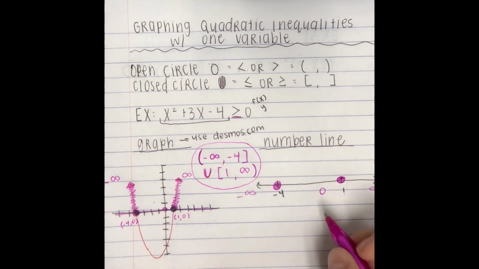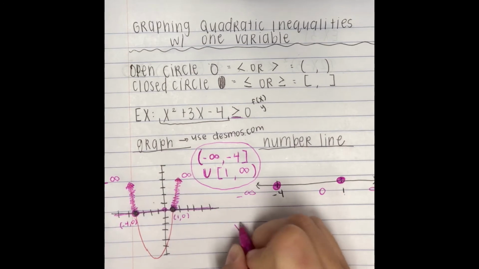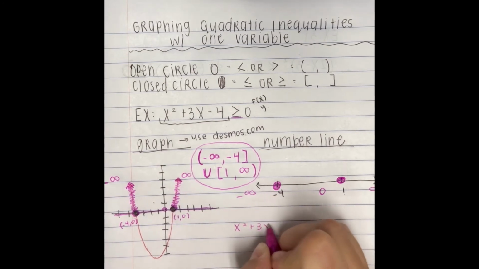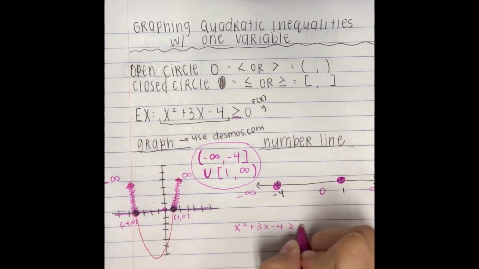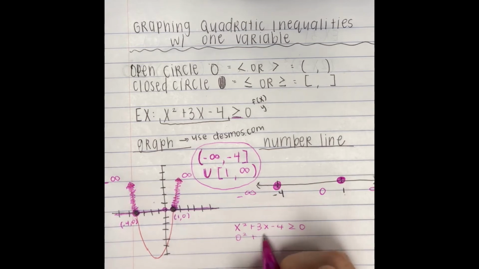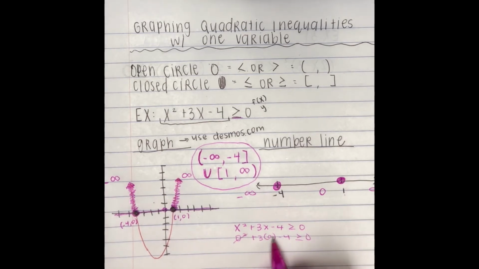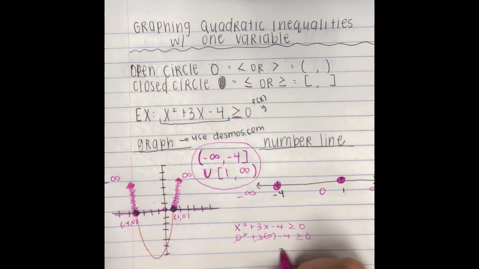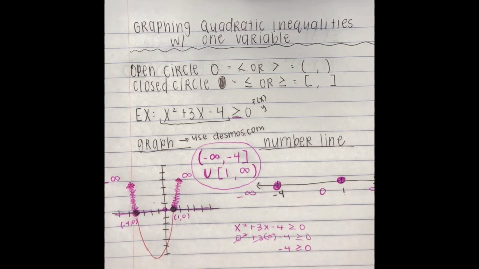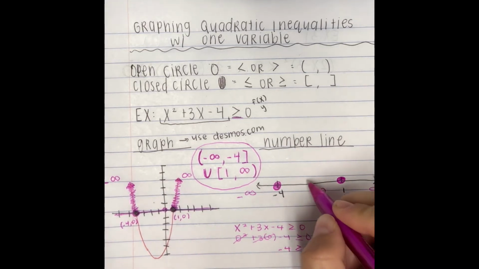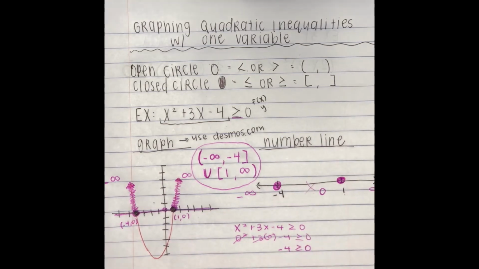So let's see. If I took x squared plus 3x minus 4, and I plugged in a 0, 0 squared plus 3 times 0 minus 4. Well, 0 squared is 0, 3 times 0 is 0. Is -4 greater than or equal to 0? No. So we would not want to shade this part.